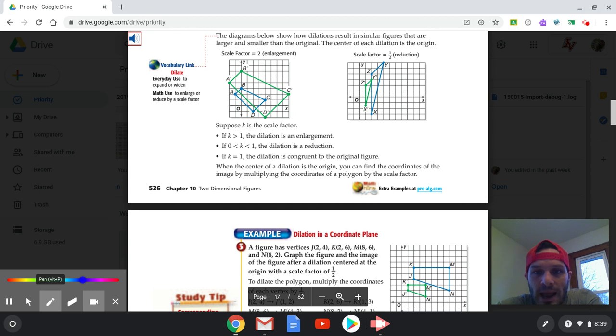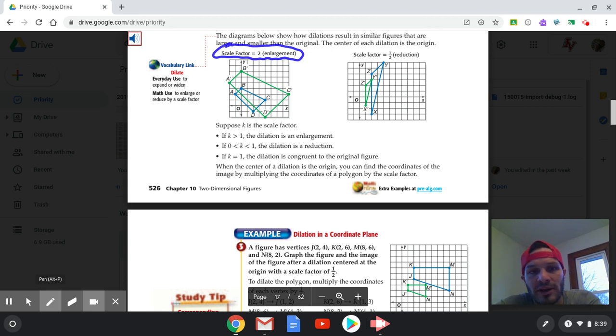one thing that's happening here is they're telling you the scale factor. So the scale factor of 2, any number that's bigger than 1, when the scale factor is bigger than 1, means that the figure will get bigger. All right. And then in the other example here, the scale factor is 1/2. Anything less than 1 will result in a smaller figure.